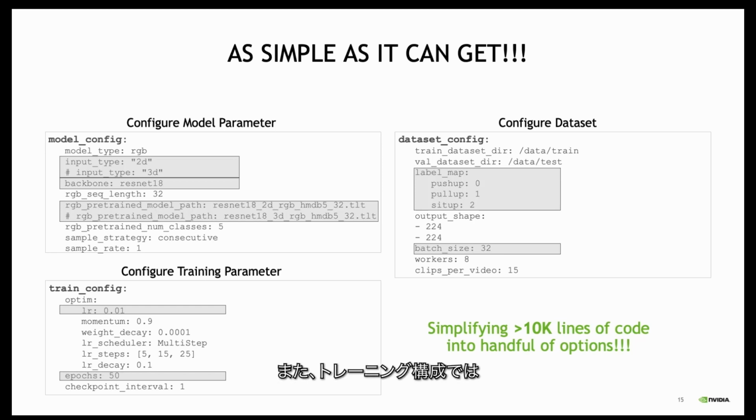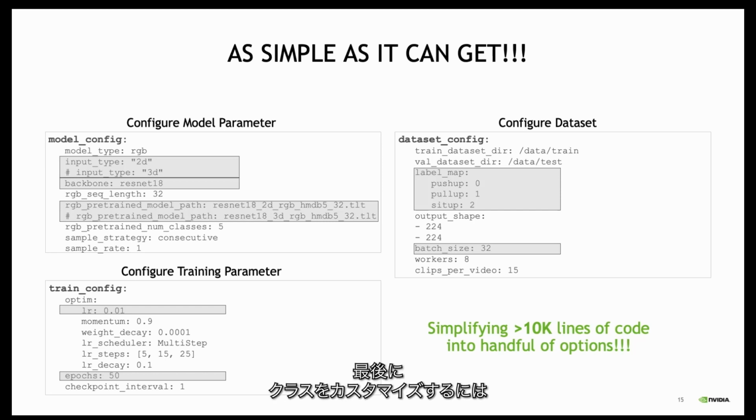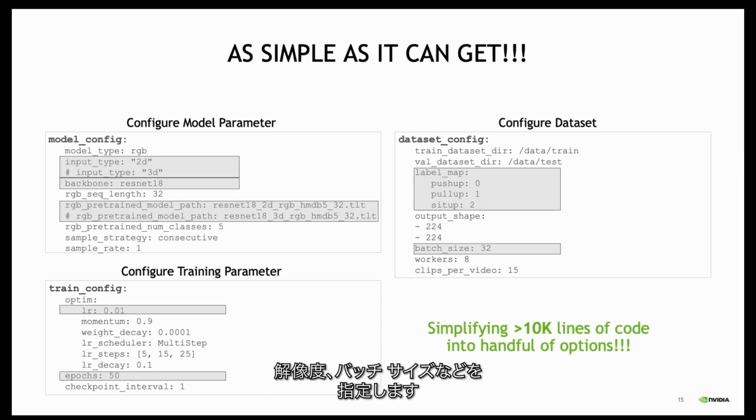You can also specify training parameters like learning rate, number of epochs, checkpoint interval, and many more under the training configuration. And finally, to customize for your classes, modify the dataset config, specify what classes you want to train for, along with the resolution, batch size, etc. Action recognition is a complex model. It takes into account the temporal information, but we have simplified the training into a handful of options. So try out the new model once it's released.